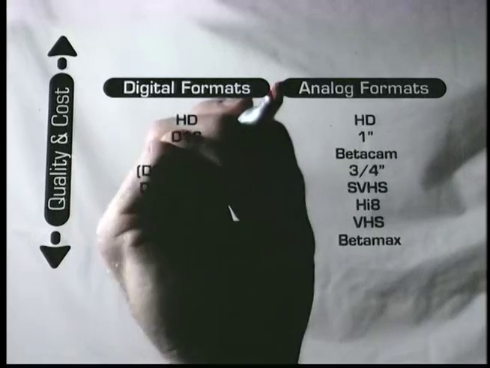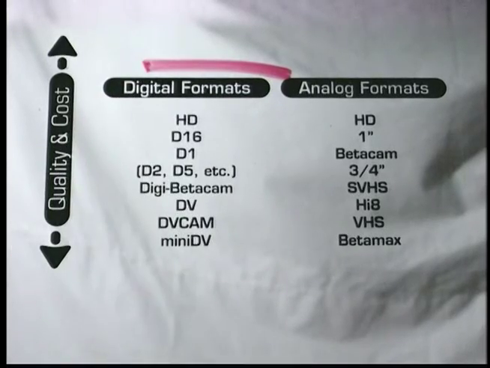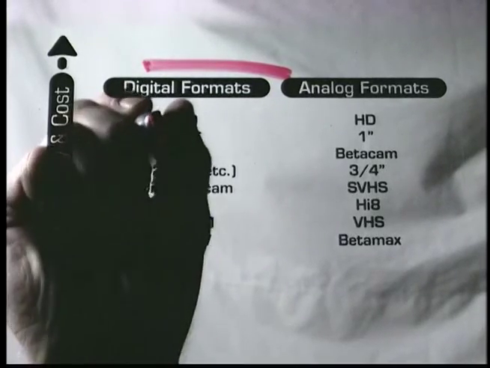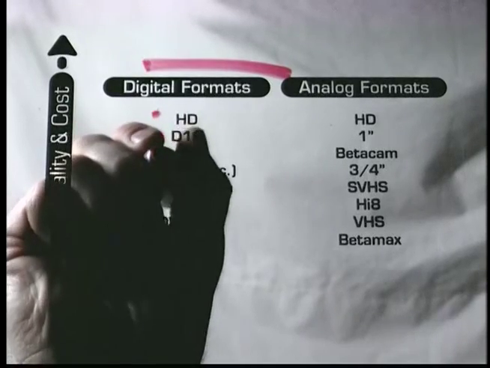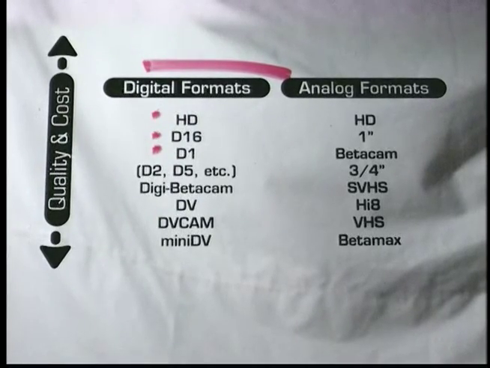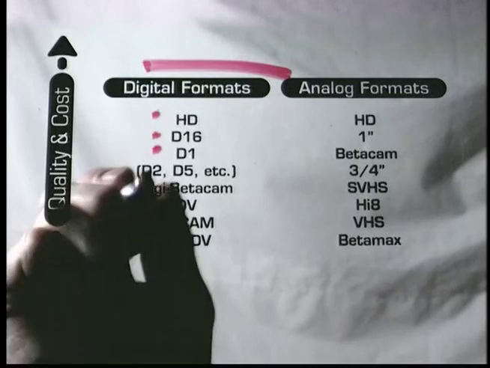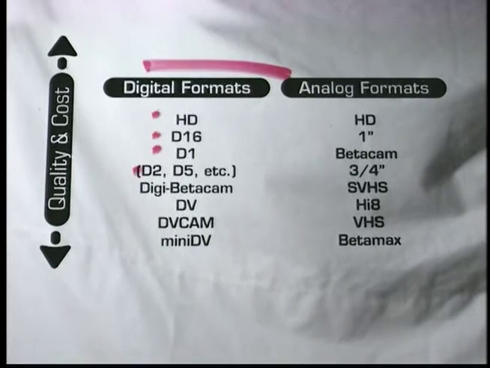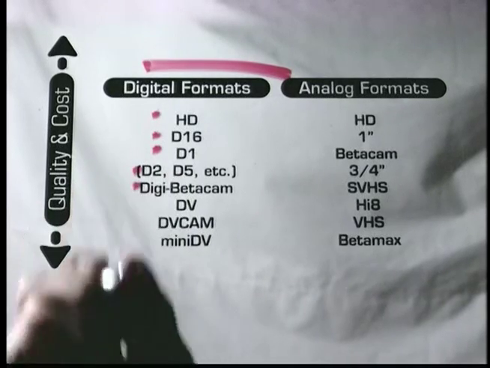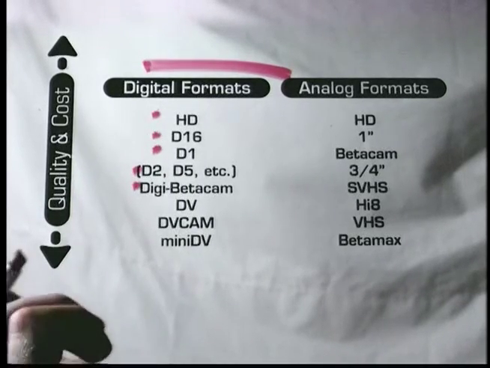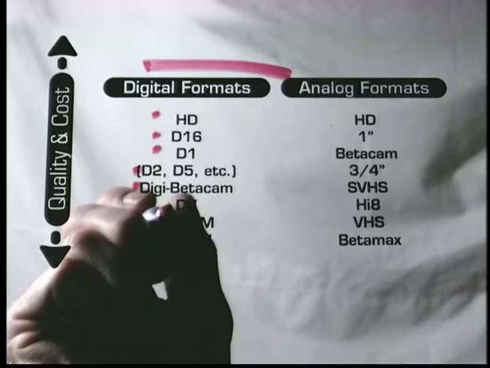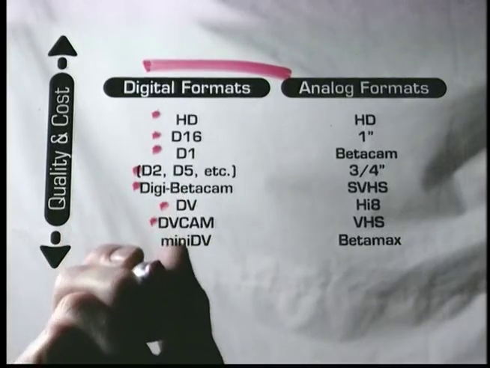In videotape formats, you've got several formats that are digital, such as high definition, D16, D1, which is one of the more important ones we'll be talking about in depth, which is also called CCIR 601. We've also got D2, D5, and a couple other potpourri of other manufacturers' formats. Digibetacam, which is one of the big standards these days. And then we've got lower-end consumer and news-gathering digital formats like DV, DV-Cam, and Mini-DV.